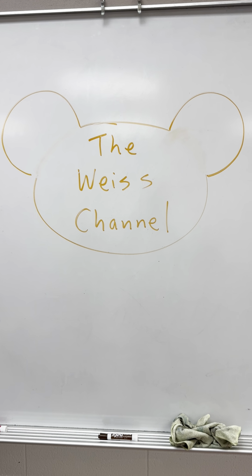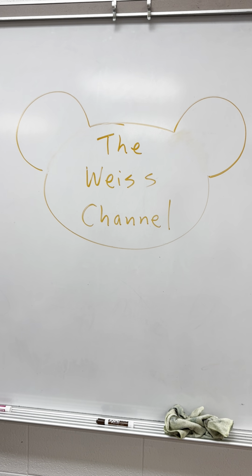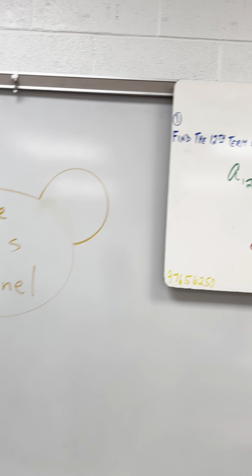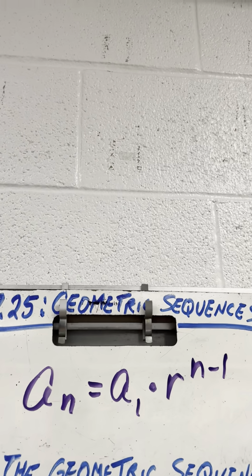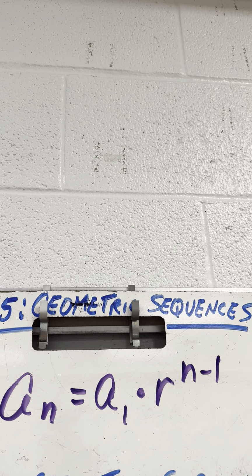Today I'm going to show you geometric sequences. And we're going to use this formula: a_n equals a_1 times r to the n minus 1.